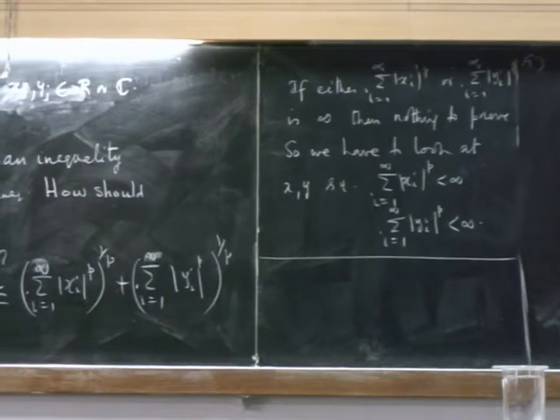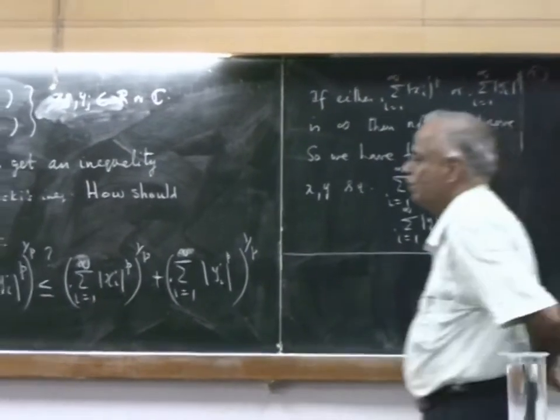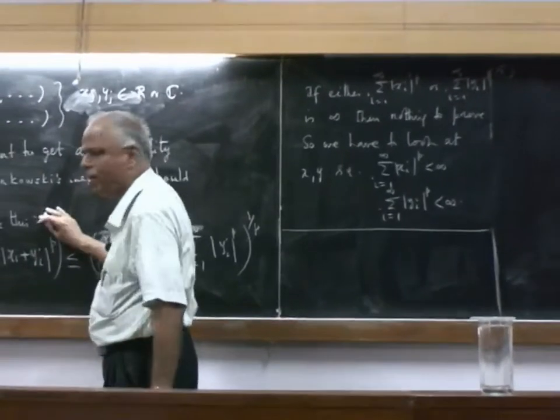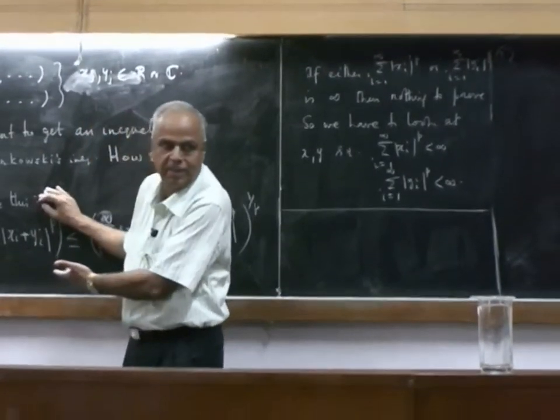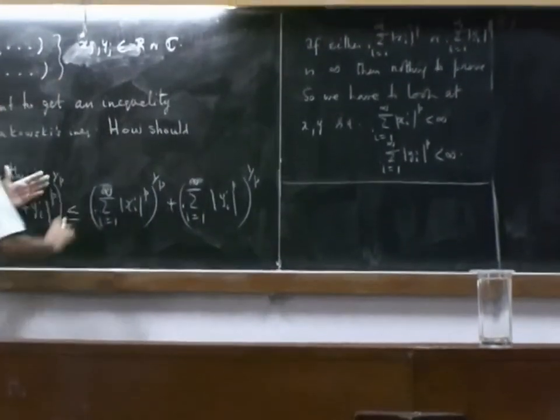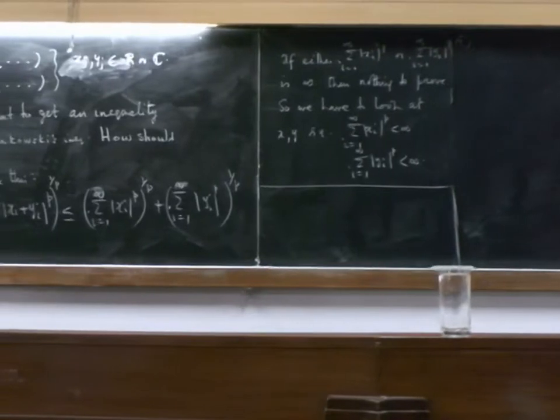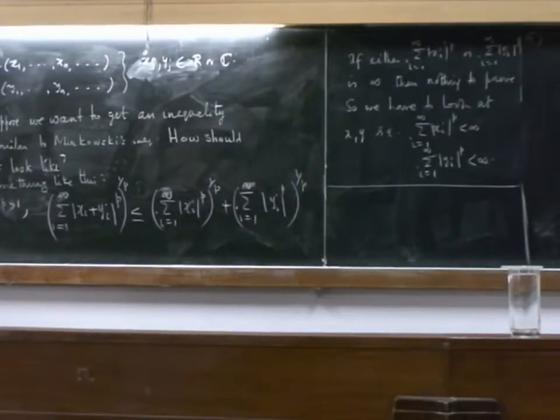the left hand side is finite. Now, to assure that the left hand side is finite, it is enough if, without the power 1 over p, I say it is finite. If this is finite, then to the power of 1 over p is also finite. So to say that this is finite, I must say that the series converges. So I want to assure that the series of mod xi plus yi to the power of p converges.